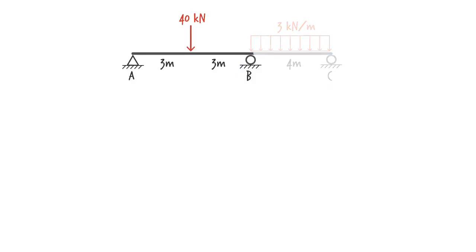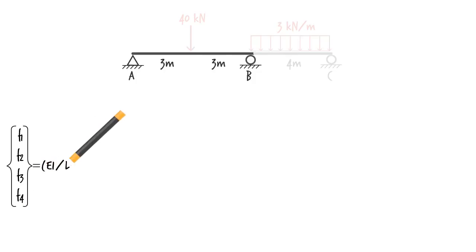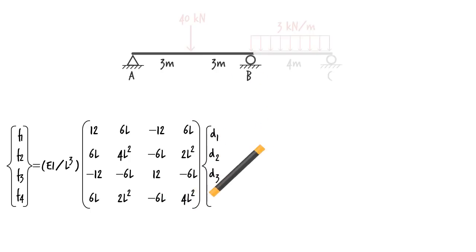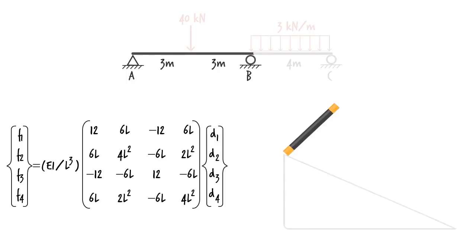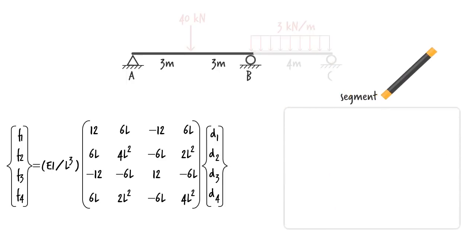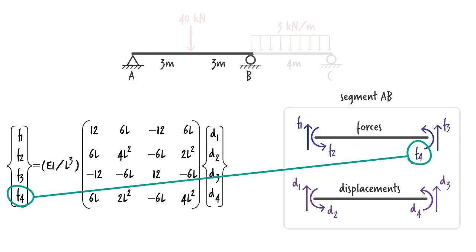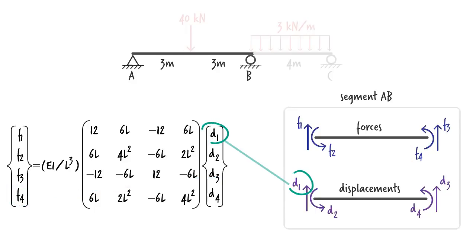For segment AB, if the concentrated load was not present, we would have expressed the relationship between member end forces and displacements as described below. Here, F1 is the shear force and F2 the bending moment at the left end of the segment. F3 is the shear force, and F4 the bending moment at the right end of the segment. Further, D1 is the vertical displacement and D2 the rotation at the left end of the segment. D3 is the vertical displacement and D4 the rotation at the right end of the segment.